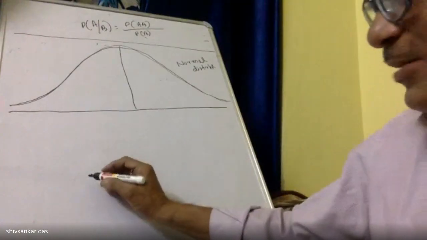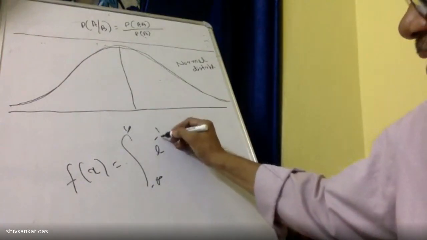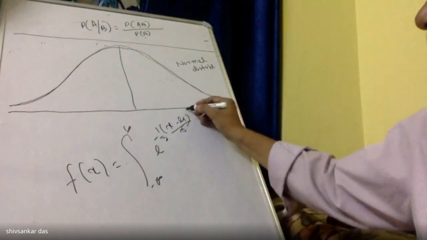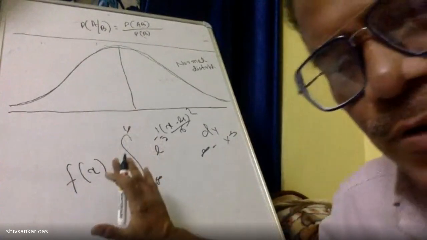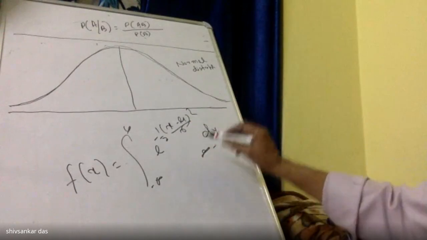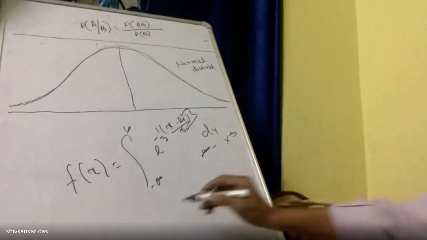The normal equation is very complicated. Function of x is equal to integral from minus infinity to plus infinity of e to the power minus half of ((x minus mu) by sigma) whole square dx, where x ranges from minus infinity to plus infinity. This is the equation. I'm not going into details, but this is an x variant, a normal variant, having mean mu and standard deviation sigma.